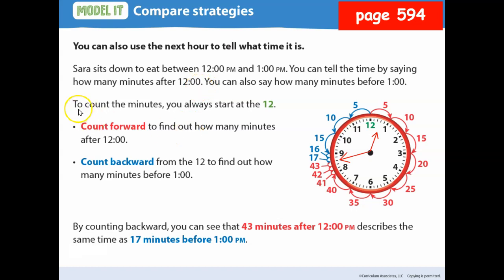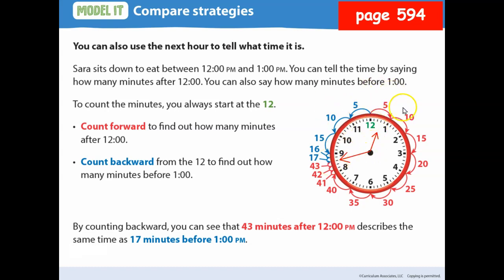43. To count the minutes, you always start at 12. You count forward to find out how many minutes after 12. You count backwards to find out how many minutes before 1. So we went forward from 12 all the way around to here. I get 5, 10, 15, 20, 25, 30, 35, 40. And just like we did, we went 41, 42, 43, right? So 43 minutes after noon.